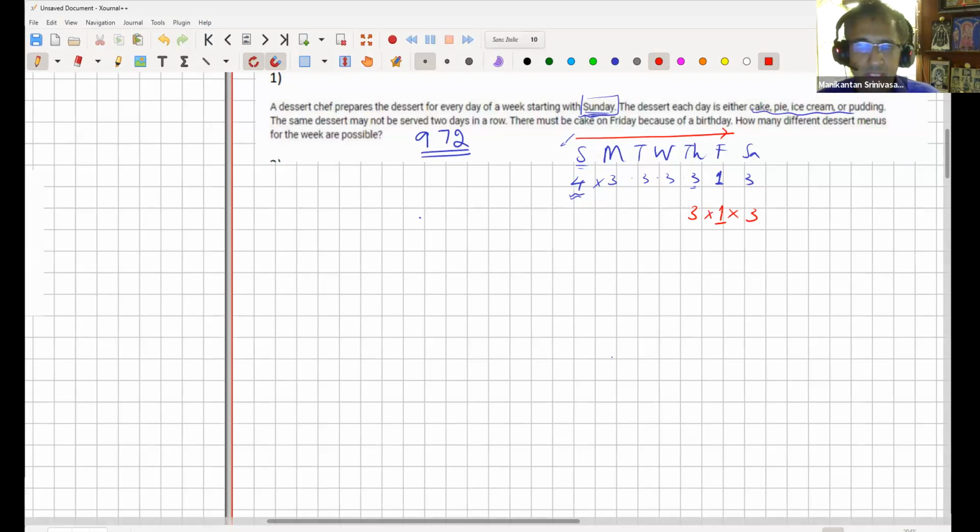I don't care whether Thursday and Saturday are the same or not. They cannot be cakes. That's all I know. And then going back, it's 3 into 3, the same thing, right? So 3 into 3 into 3 into, go back to, and now you publish this.